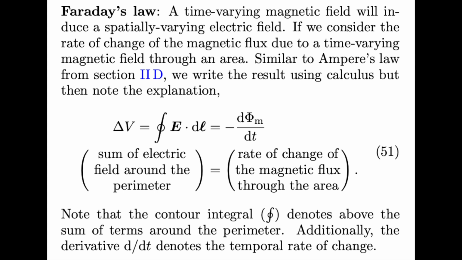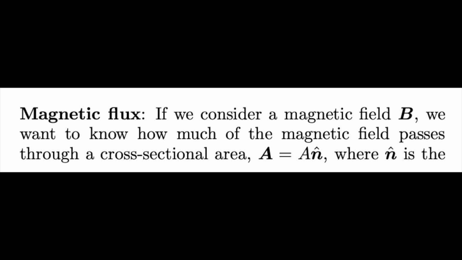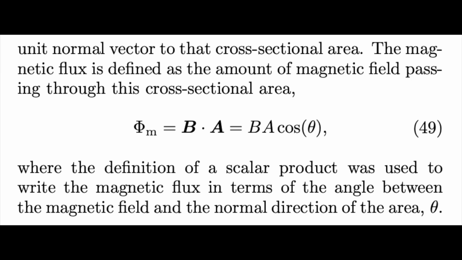an electromotive force in a conductor, where V is the voltage, E is the electric field, and dΦ_B over dt is the rate of change of magnetic flux. Magnetic flux measures the total magnetic field passing through a given area and is defined as Φ equals BA cos θ, where B is the magnetic field strength, A is the cross-sectional area of the coil, and θ is the angle between the magnetic field and the coil's surface.